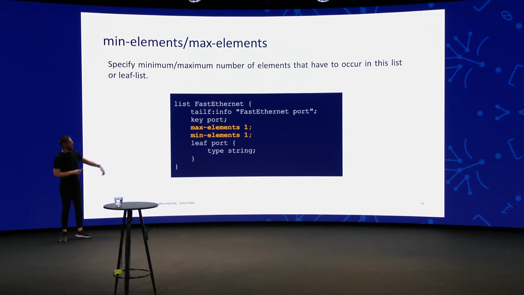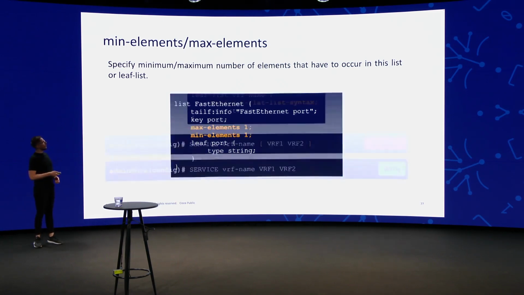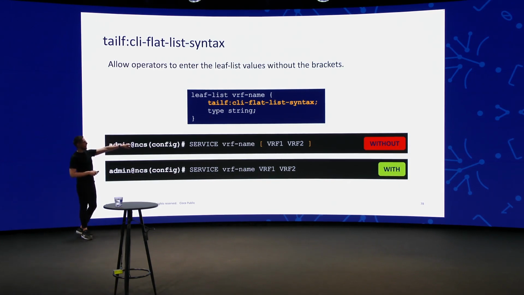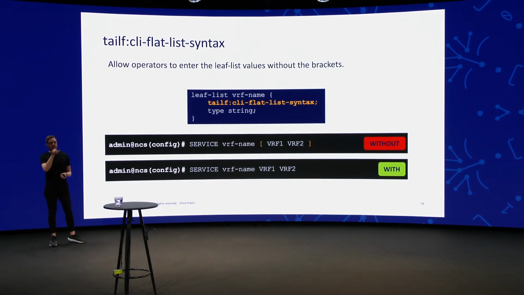Just one tip: if you need just a single element to be fulfilled and it has to be really a list, then you can include these minimum elements, maximum elements as a single one in order to limit to just a single value. Flag syntax, again, some beautification in order to insert our leaf-list elements in a single line, the multiple elements, and don't use the square brackets before and after, speeding up the stuff.